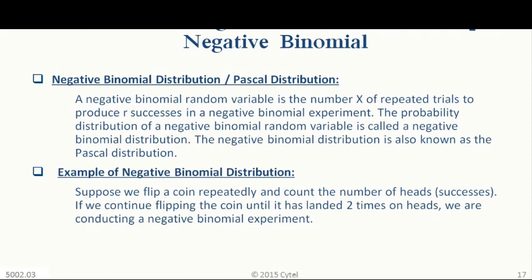Means what? If you are catching fish from a pond and you are interested in catching, say, 10 fish of a particular species, you are going to stop only when you get 10 fish of species X. So your trial is binary. You catch a fish, you see whether it is of species X or not. If it is of species X, you will keep it aside. You catch the next fish, and so on.